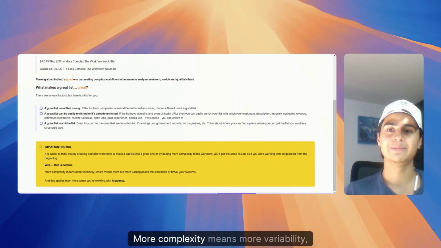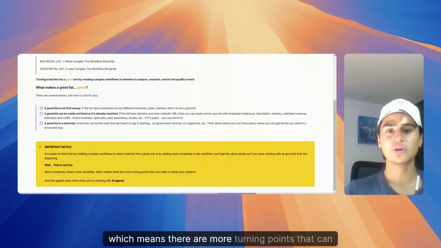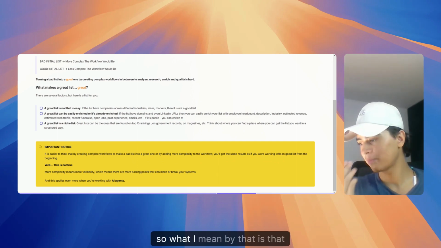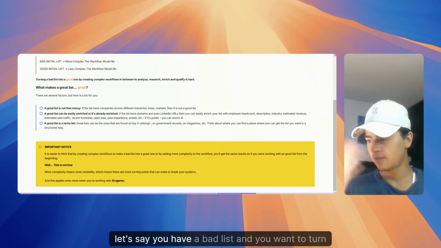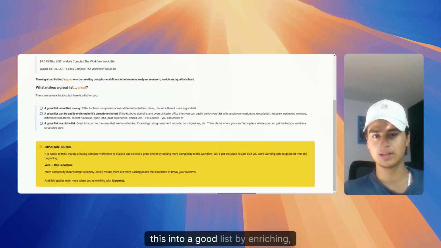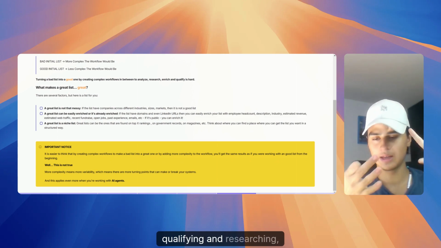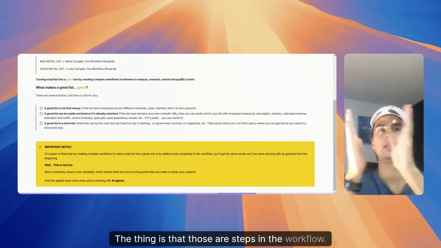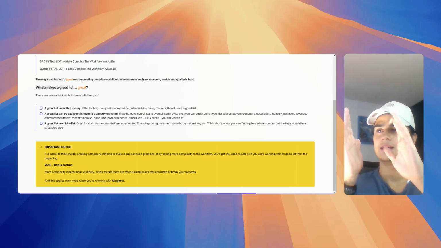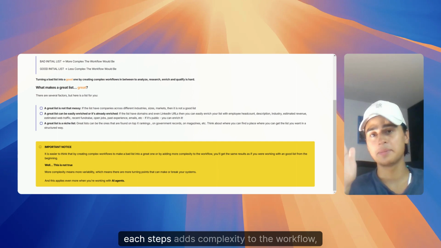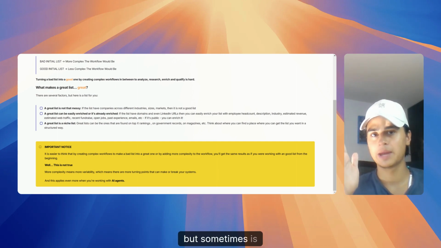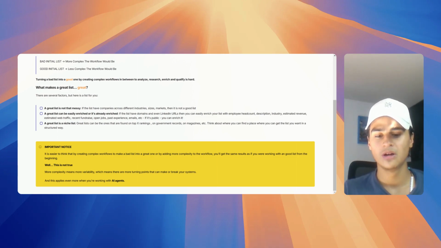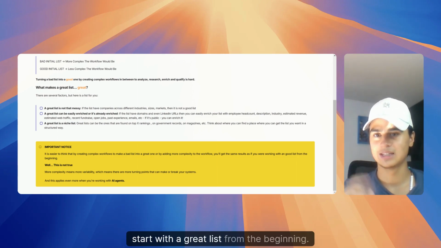Okay, more complexity means more variability, which means there are more turning points that can make or break your systems. So what I mean by that is, let's say you have a bad list and you want to turn this into a good list by enriching, qualifying, researching, whatever. You're right. The thing is that those are steps in the workflow. Sure, each step adds complexity to the workflow, but sometimes it is unnecessary if you start with a great list from the beginning.